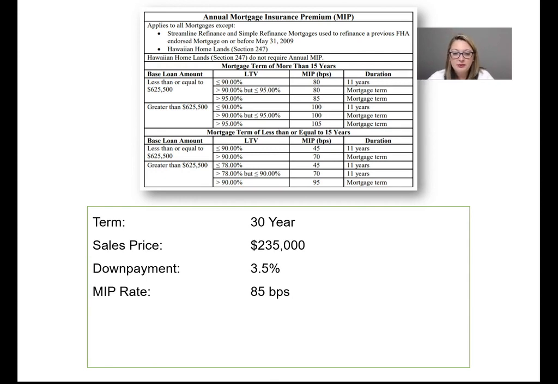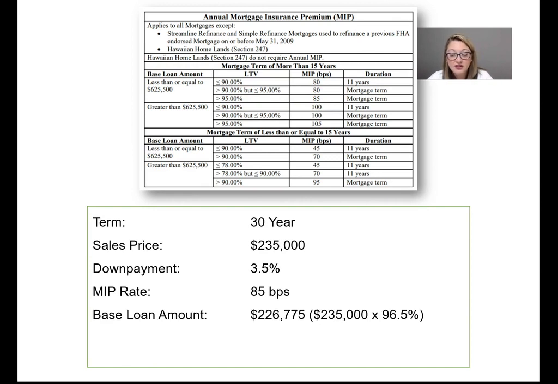Now we can determine the MIP rate. So we know the borrower is only putting down 3.5%. So if we go over here to the right where it says LTV, we're going to find the category that matches. So it's not less than or equal to 90%. It's not greater than 90 but less than 95. It is greater than 95% because they're only putting 3.5% down, so their LTV is 96.5, which means that in this scenario, the MIP is 85 basis points.